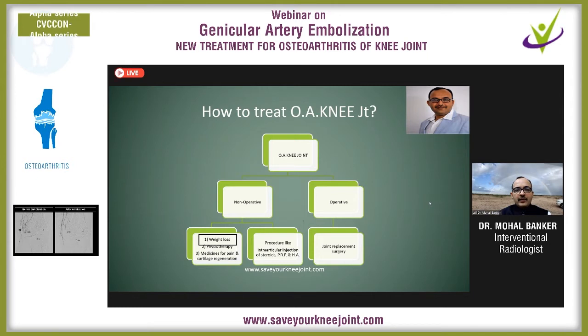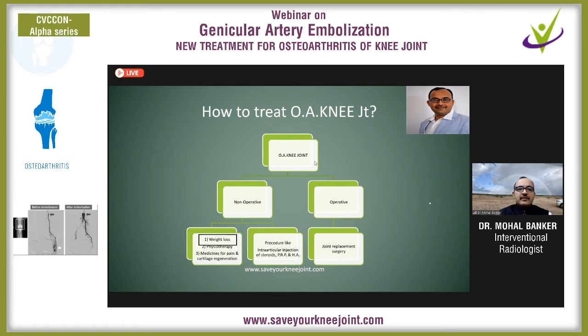One is operative and the second one is non-operative. In the non-operative segment, when the patient first complains of pain and morning stiffness in the joint, then we prescribe some medicines for painkiller and cartilage rejuvenation, and also prescribe some physiotherapy and weight loss. See, weight loss is very important. I'm going to describe why it is so important.